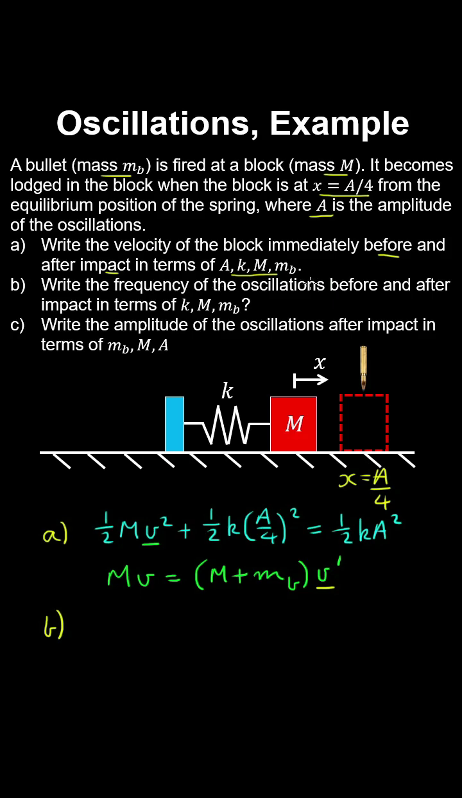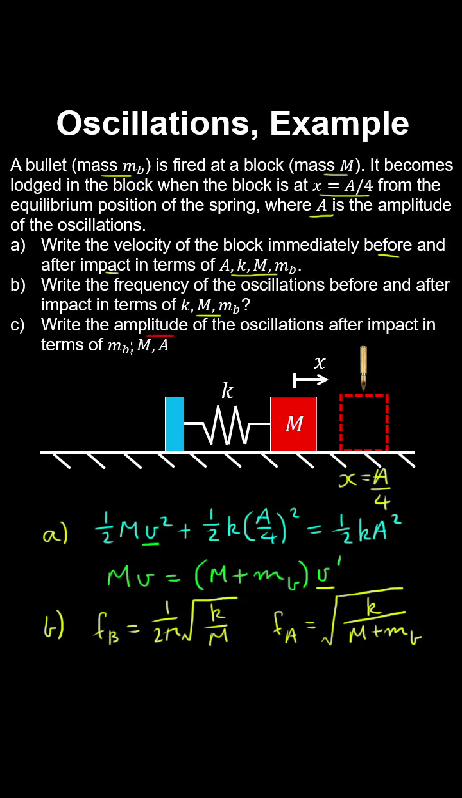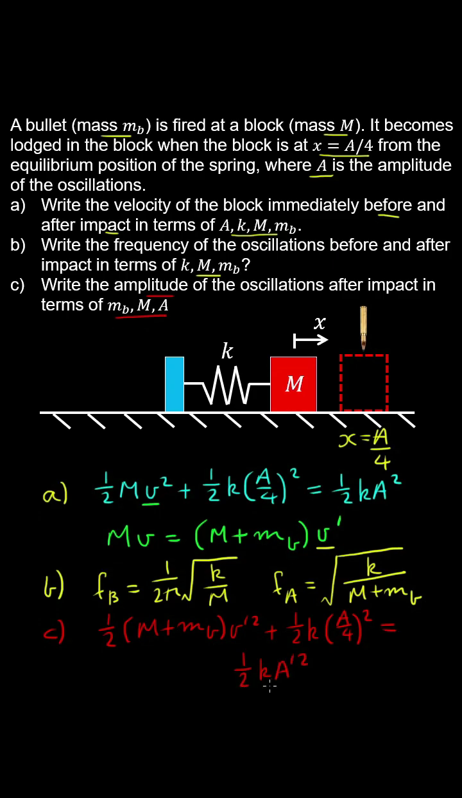Now write the frequency of the oscillations before and after impact in terms of the following variables. So the frequency before impact and after impact, and write the amplitude of the oscillations after impact in terms of the following variables. So applying a conservation of energy, and now you can solve for the amplitude by substituting the values we found from part A.